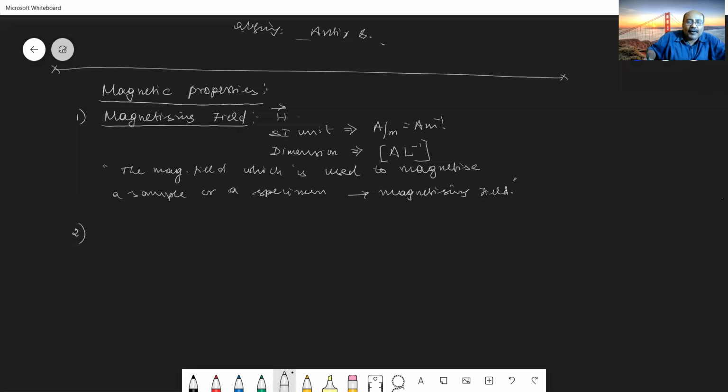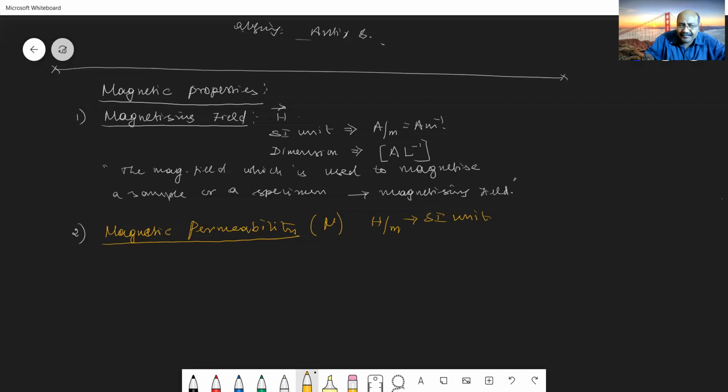The second magnetic property that we have to study is magnetic permeability. What do you mean by this magnetic permeability? Already we have studied it while studying Coulomb's inverse square law. It is represented by the letter mu. This mu has an SI unit called Henry per meter.